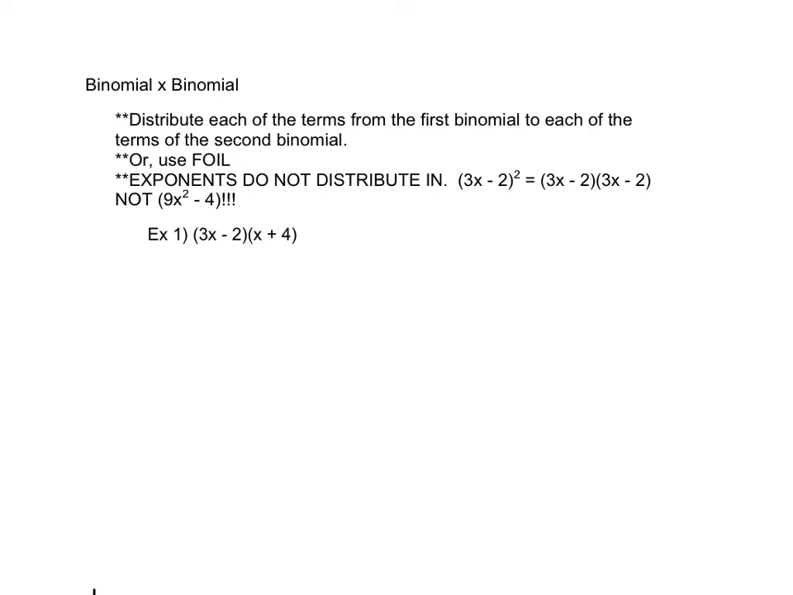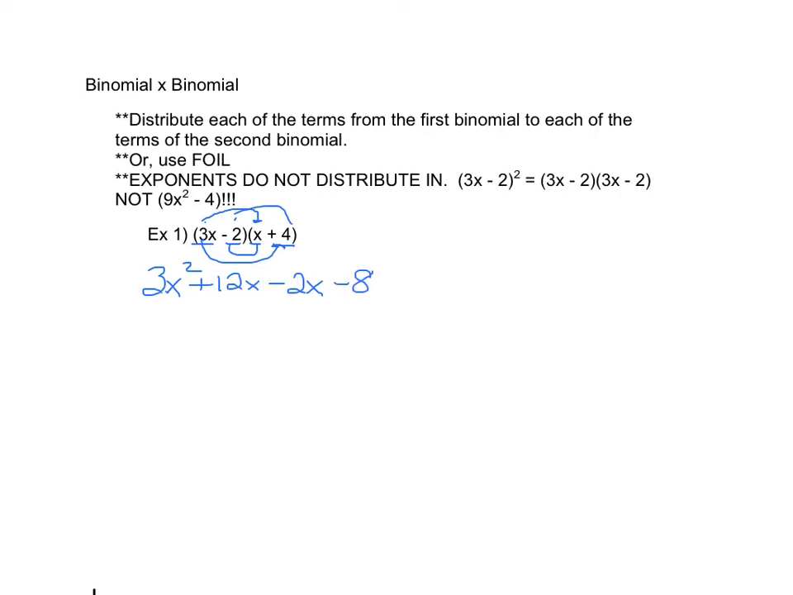So if I'm looking at example 1, the first thing I'm going to do is take my first term from my first binomial and distribute it in. 3x times x is 3x squared. I can take my outside term and multiply it by my other outside term. 3x times 4 is 12x. I can take my inside term and multiply it by my other inside term and get negative 2x. And I can take my last and my other last, giving me negative 8.